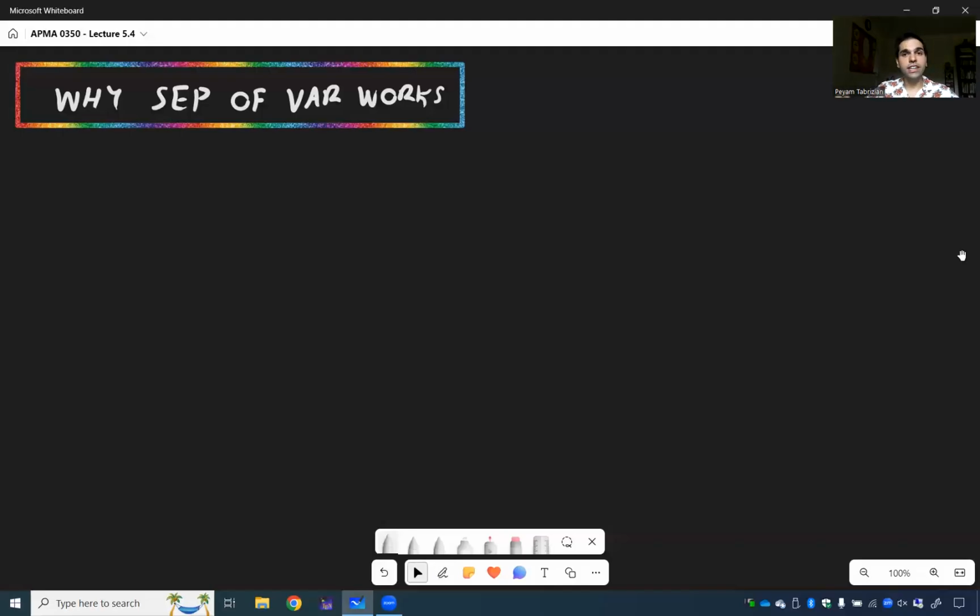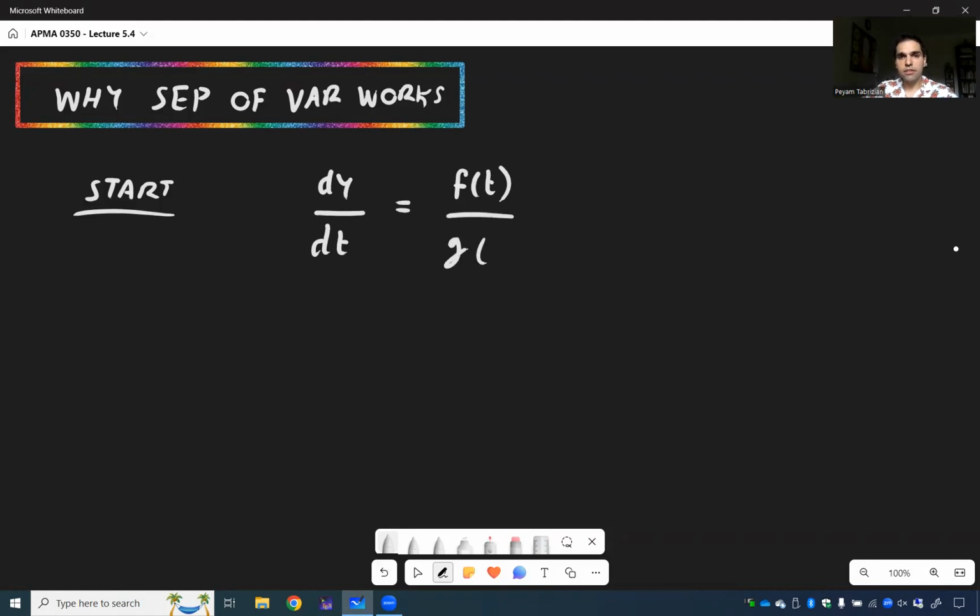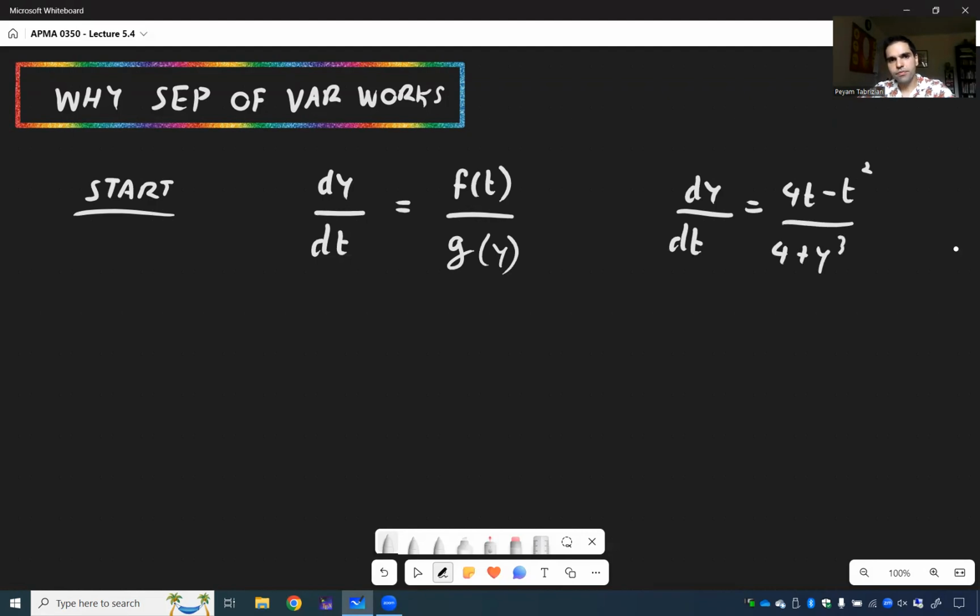In this video, I will explain why separation of variables works. So usually the form we start with is dy over dt equals f of t over g of y. And if you watched the previous video in this series, our equation was of that form because we had dy over dt equals 4t minus t squared over 4 plus y cubed.